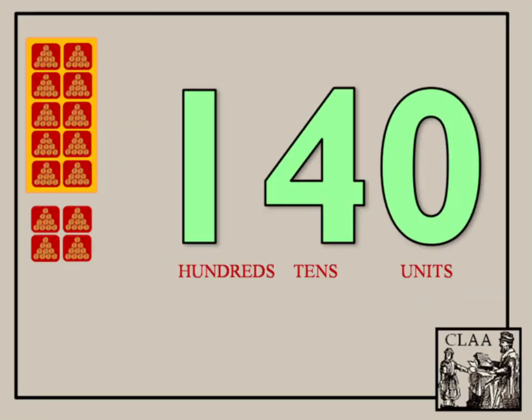How many pennies do you see on this screen? You can see in the gold box there are 10 sets of 10 pennies. That's 100. There are 4 sets of 10 left over. 1, 2, 3, 4. 4 sets of 10 makes 40. We have 140 pennies on this screen. To write 140, you write a 1 in the hundreds place, a 4 in the tens place, and a 0 in the units place. 140.